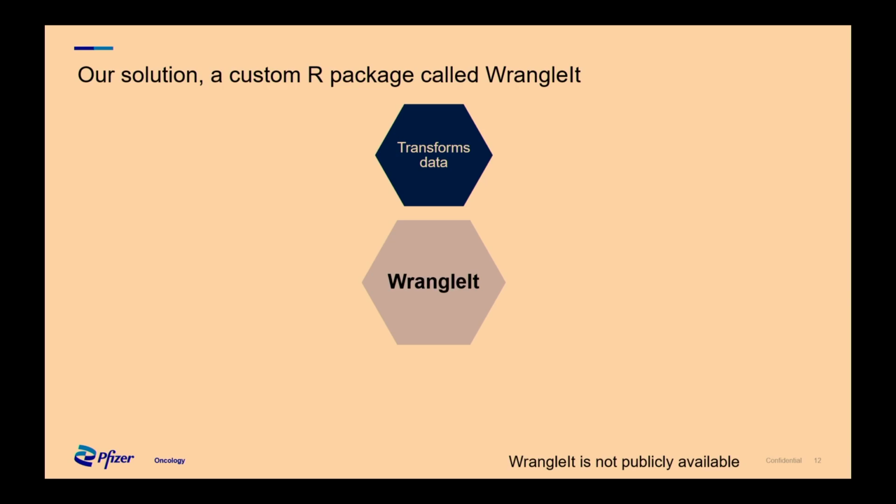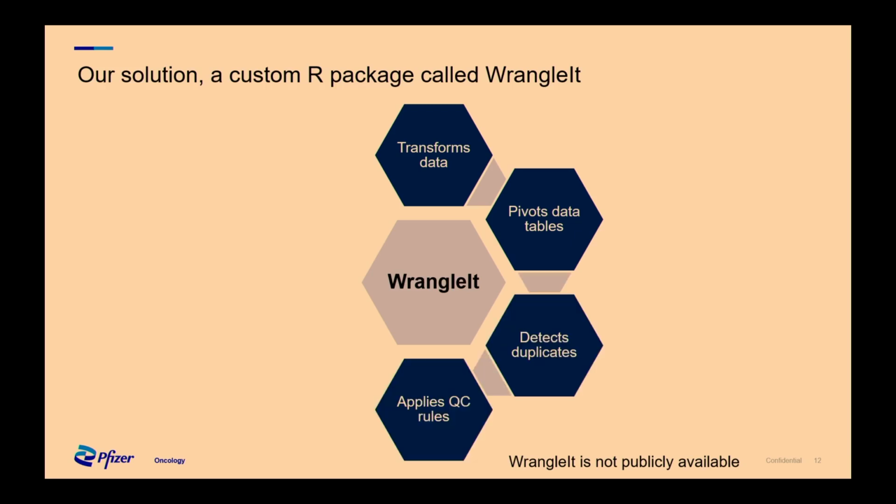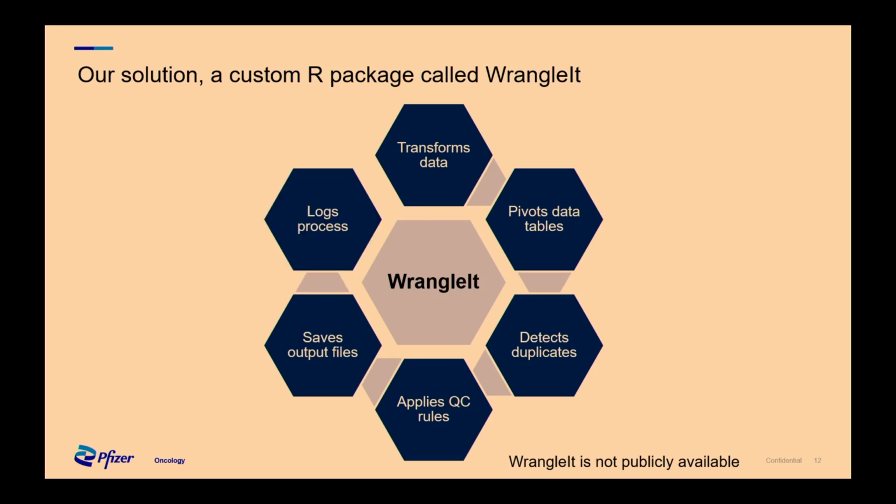So it will do some light data transformations. It also pivots data if that's needed. It detects duplicates, and it also applies our QC rules. It saves the output files, and then it also logs what it's doing.